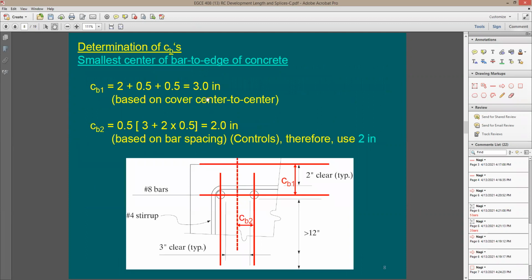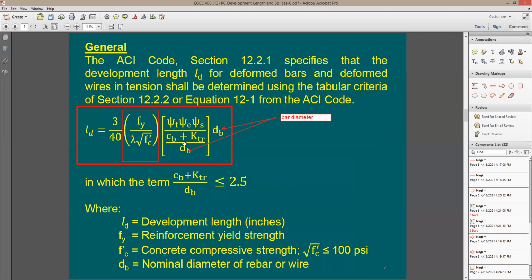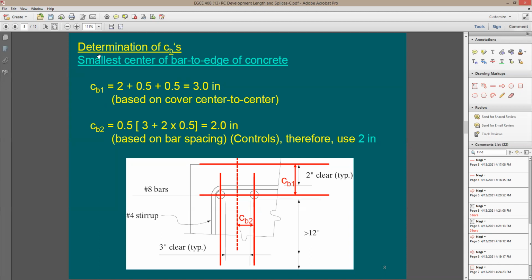Here is the Cb. I need to understand what this Cb is. C is like the clear distance, but clear distance to where? To the center of the rebar. So the Cb that you're going to be using in this equation is going to be the smallest center of bar to edge distance. Meaning, for the same rebar, you may have 2 edge distances. Like, for example, this rebar here.